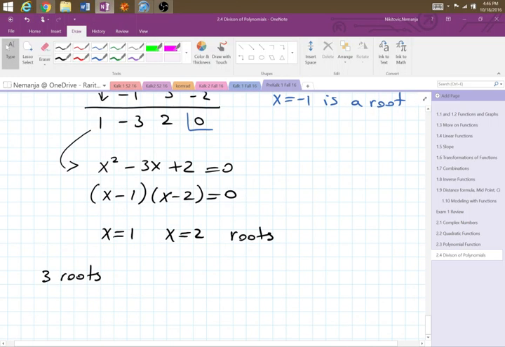Now what you have is 3 roots because you had 3 exponents, and you just have to be a little bit careful of what the question is asking you to do. If the question is asking you to figure out the roots, you just write what the roots are. So 3 roots, and those are x equals -1, 1, 2. So those are the 3 roots.